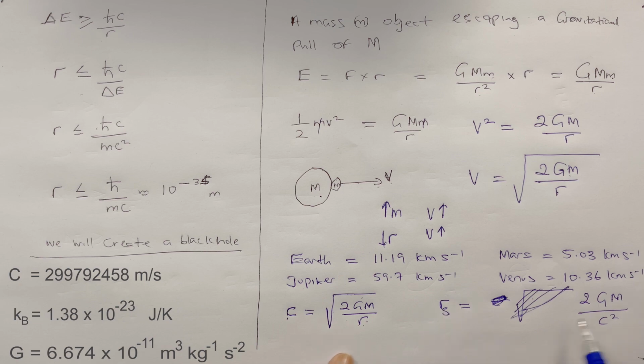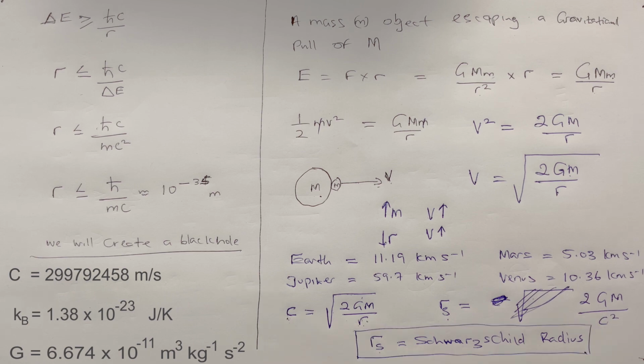So that r has a name, where the speed of light is used as the escape velocity. We call that r, which is rs, Schwarzschild radius, S-C-H-W-A-R-Z-S-C-H-I-L-D. It's the radius that is required in this equation when the escape velocity is the speed of light. And so we can work out what that radius is.